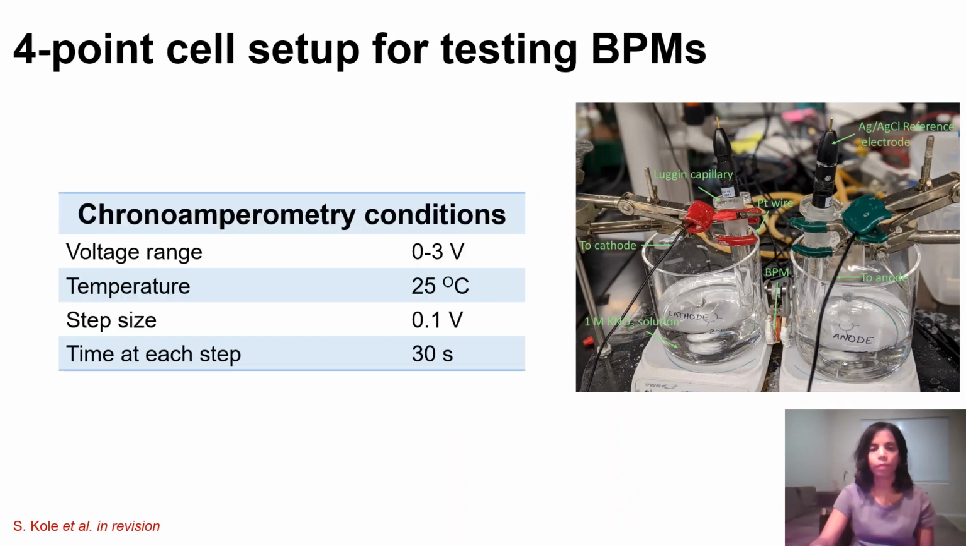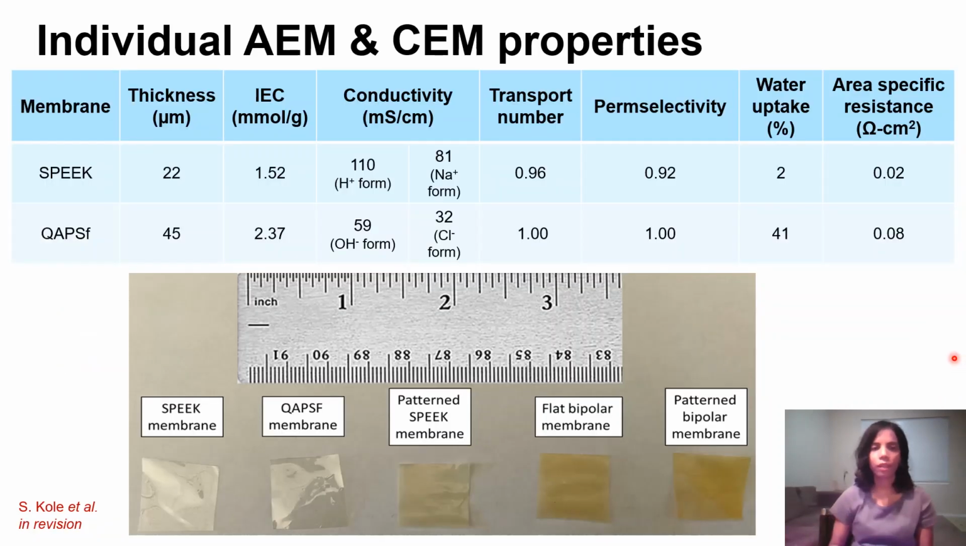So chronoamperometry experiments are run using a potentiostat, and the various conditions are listed in this table below. This slide lists some of the individual AEM and CEM electrochemical properties of the SPEAK and QAPSF used in this work.